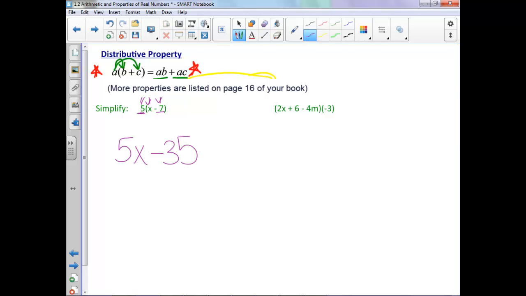On this second one, even though the negative 3 is on the right, this is still getting distributed to everything. So negative 3 times 2x is negative 6x. Negative 3 times 6 is negative 18, or minus 18. And negative 3 times negative 4m is positive 12m. Notice this negative is with that 4, so we can rewrite that as plus a negative 4m to help you see that it's a negative.